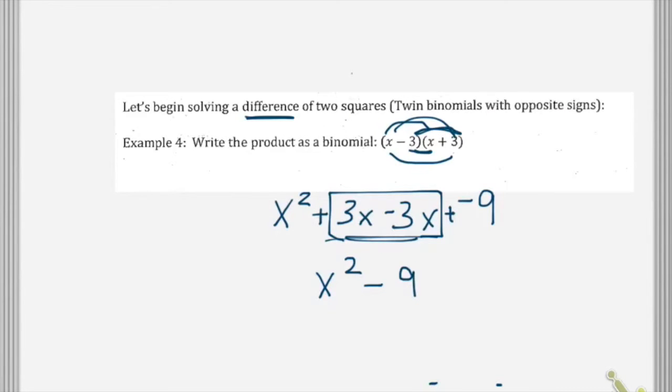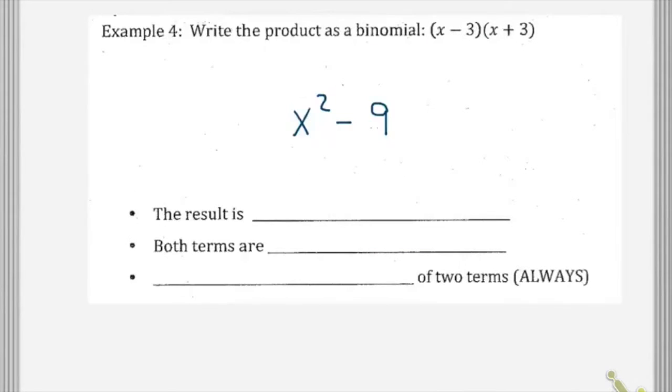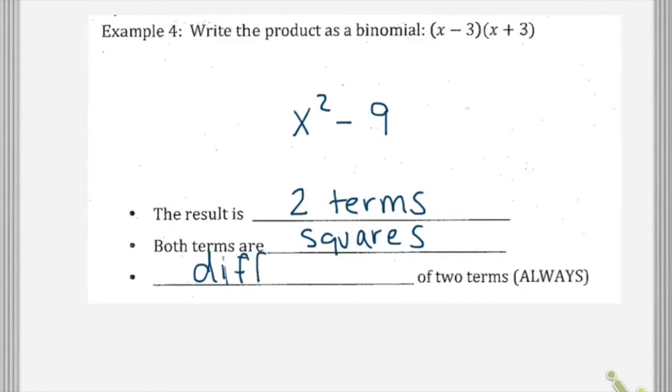And that's where we have that difference of two squares. Our difference is our subtraction, and then we have our two squares, so the difference of two squares. When we have that, the result is going to be two terms. Both terms are squares. And it's the difference of two terms always.